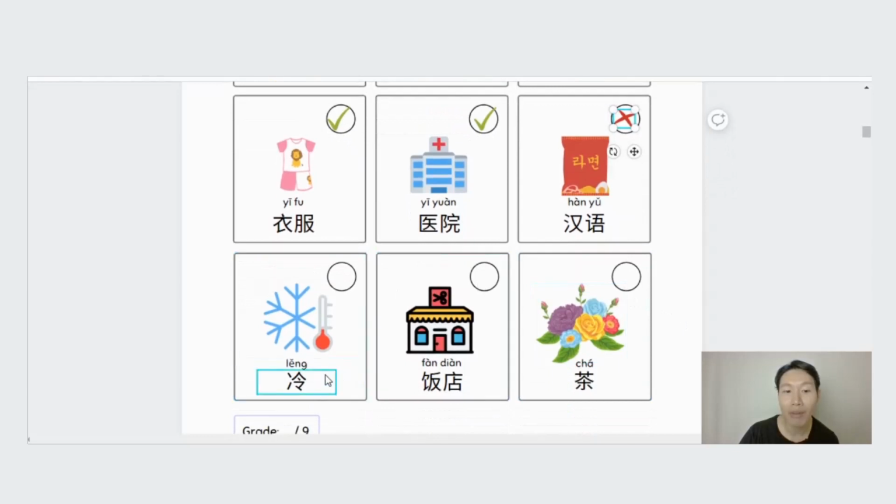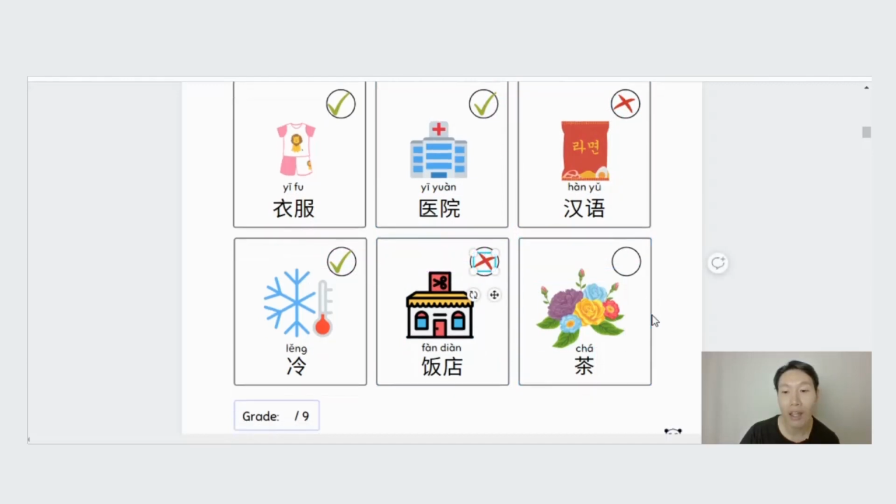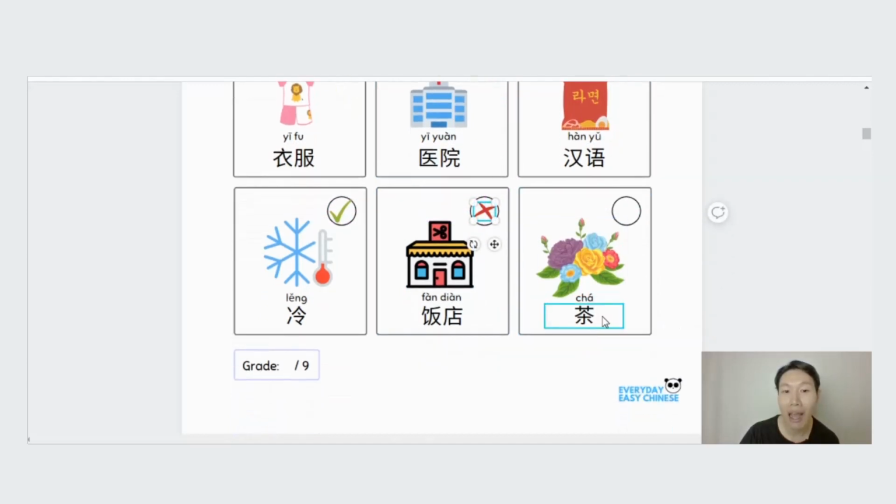Okay, next we have 冷. 冷 means cold, so this is correct. Again, next one we have 饭店. 饭店. If we see 店, it's usually some type of shop. Over here we see 饭, which means rice. Obviously here we can see there's a pair of scissors. So this is not a 饭店, not a restaurant. This is a salon. Next, we see 茶. 茶 means tea. So it is not flowers. So again, this is incorrect.